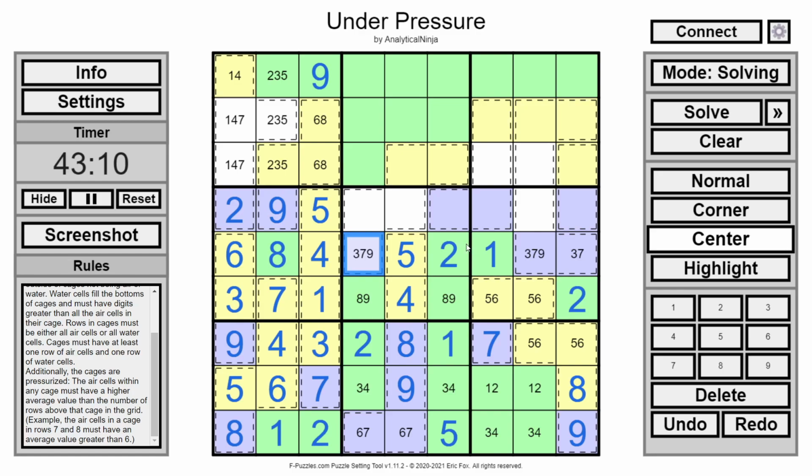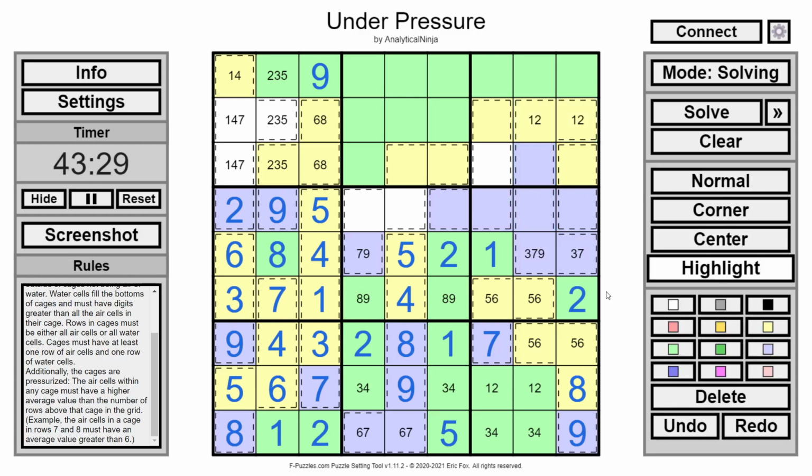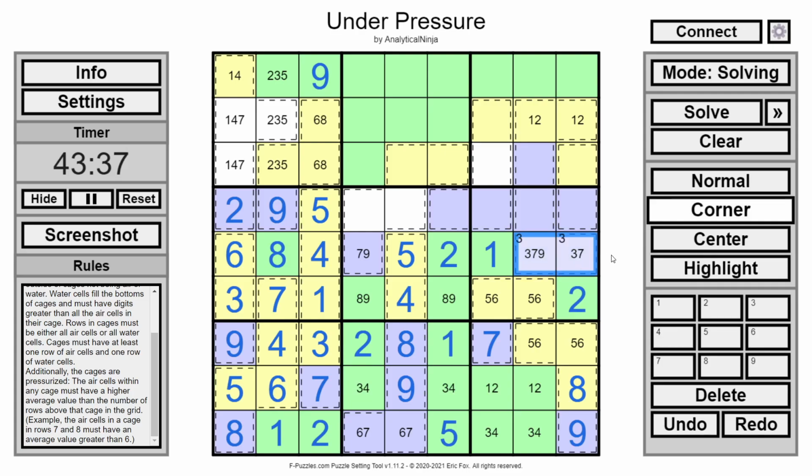Which is obviously a very low digit, and whichever cage it's in must have at least 2 air cells. So it's either 3 with 1 and 2 here, which actually doesn't work because we have 1 and 2 looking up, so this can't be a 3. So one of these is a 3, which makes both of these 1, 2, and all of these water, because we can't have any other digits that are less than 3 in here. So one of these is a 3. That's cool.